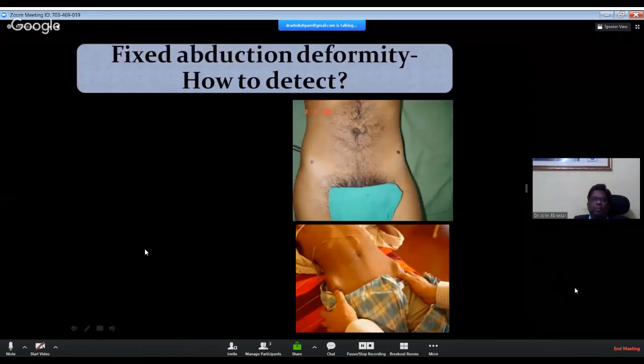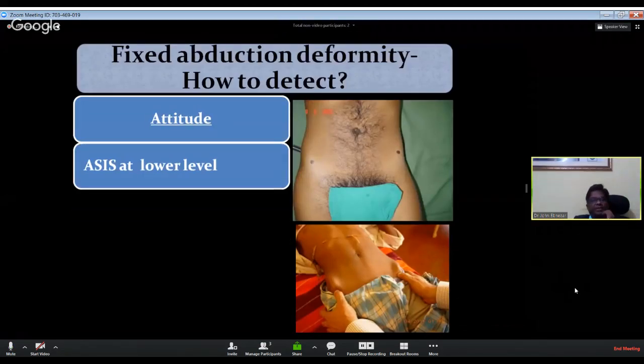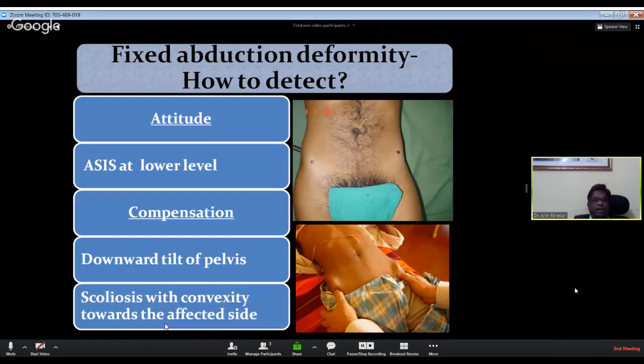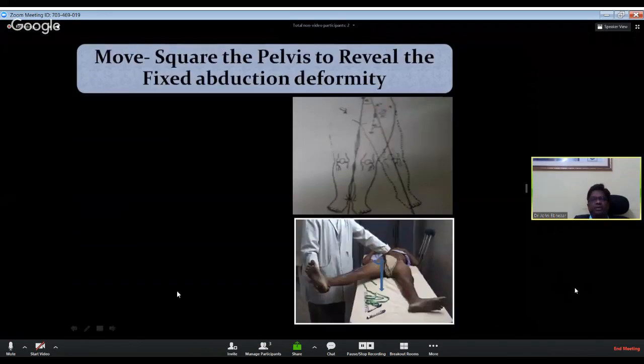So how to detect the fixed abduction deformity? Look at the attitude: level compensation, pelvis tilted downwards, and scoliosis with convexity towards the affected side. If you can find this, then there is abduction deformity.